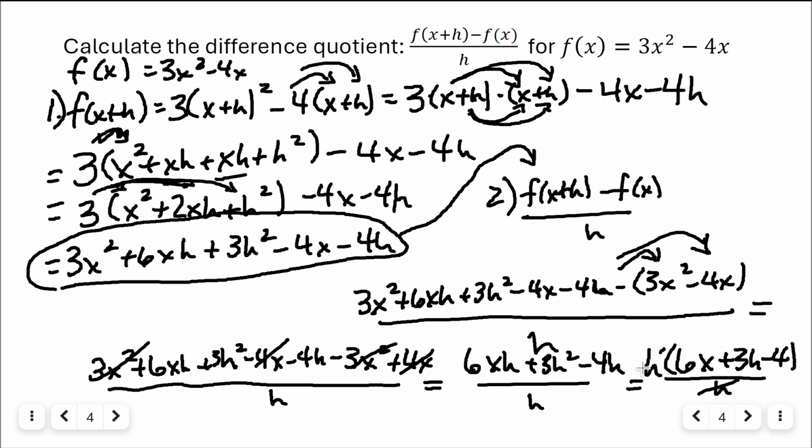And now these h's cancel. That's good. That's what I wanted to accomplish. So my final answer is actually an expression with variables in it. And that's okay. Sometimes that will happen.